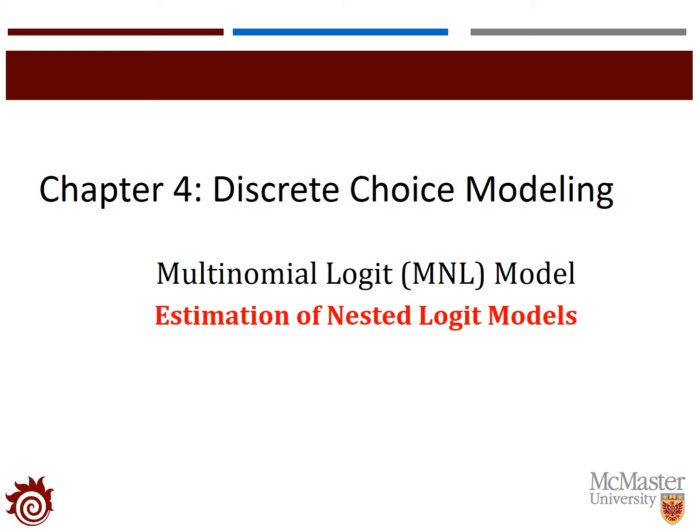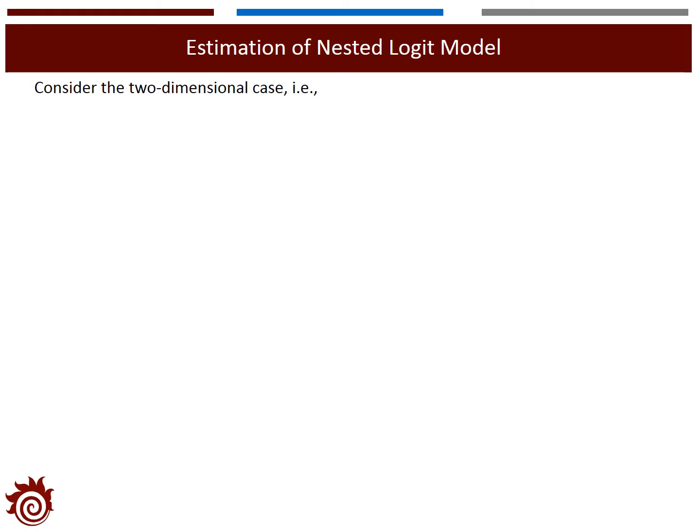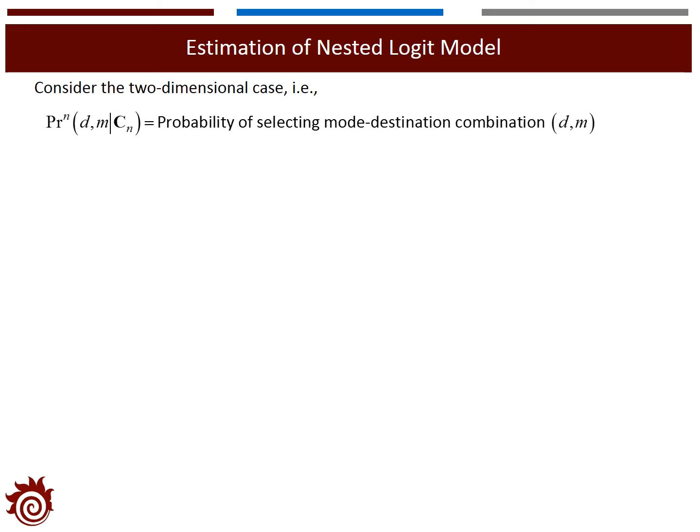In this video, we'll learn how to estimate the parameters applied in the nested Logit models. Now let's start with a simple example with 2 dimensions. Here we will recall the mode destination problem. We define the probability of selecting the mode destination combination D and M for this problem.